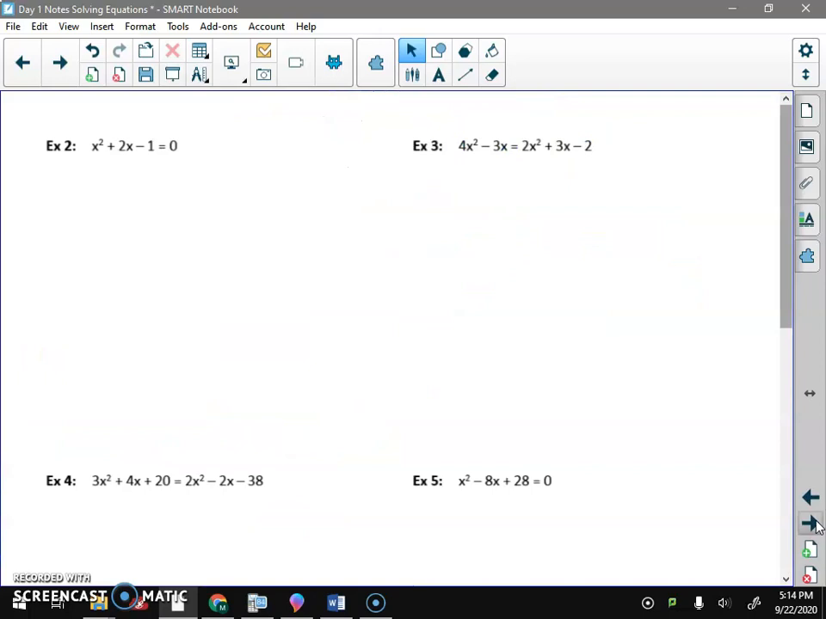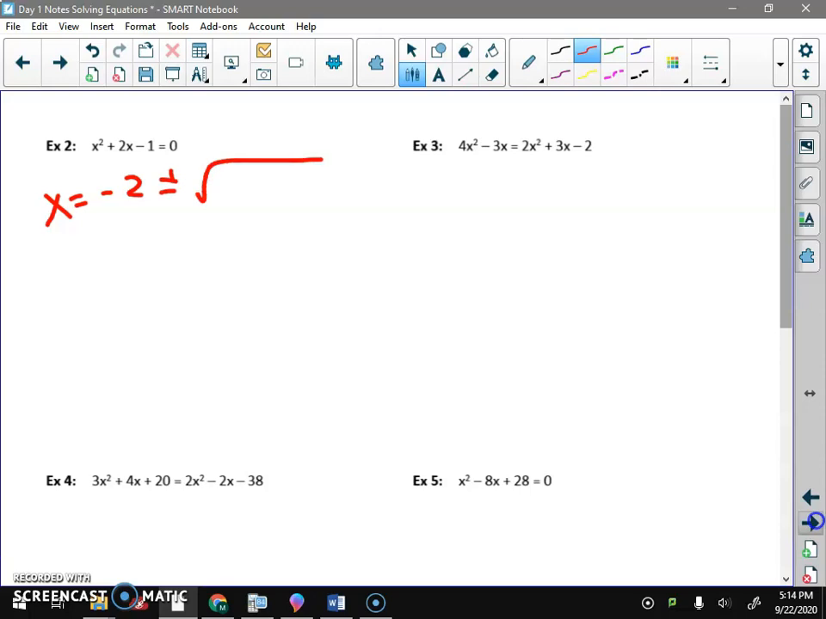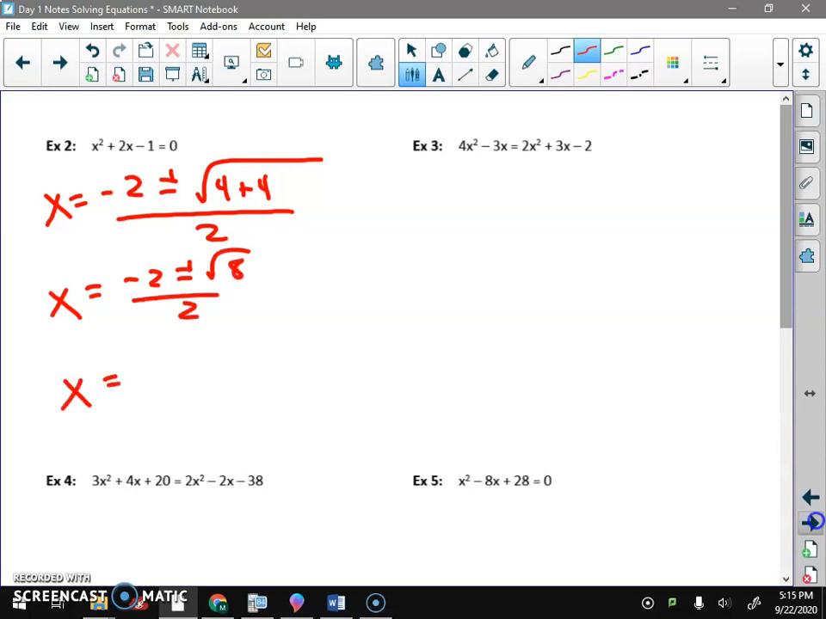So let's use it for this one. What do we got? Opposite of b plus or minus the square root of b squared minus 4ac. Negative makes that a plus 4 all over 2. X equals negative 2 plus or minus radical 8 over 2. You guys are just as fast as me. Negative 2 divided by 2 is negative 1 plus or minus. What's a better name for 8? 2 radical 2 over 2. They cancel. X equals negative 1 plus or minus radical 2.